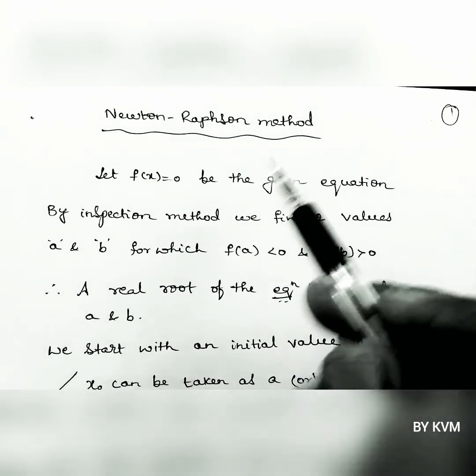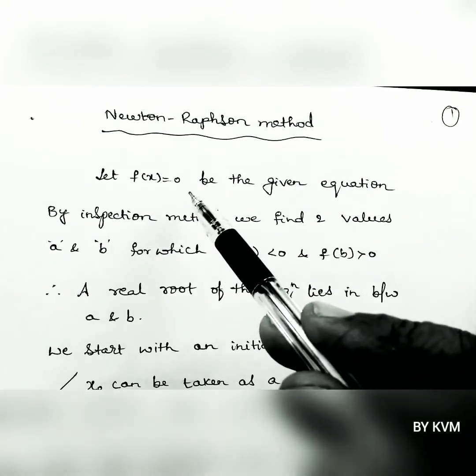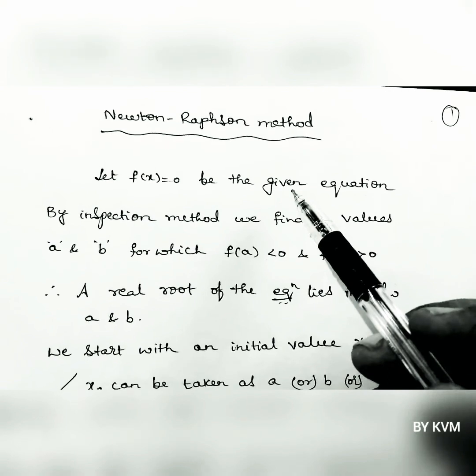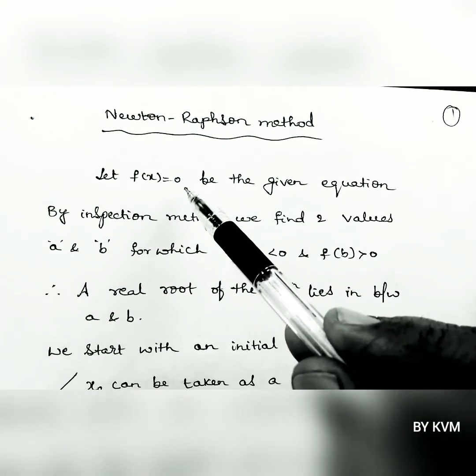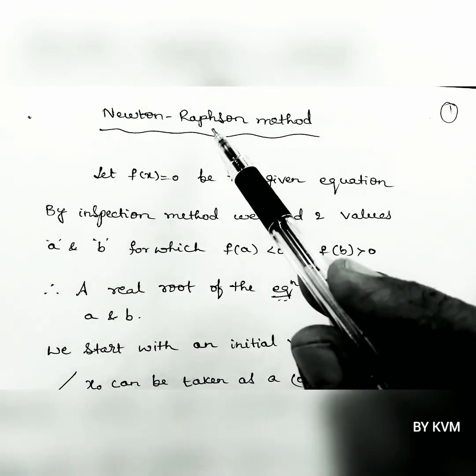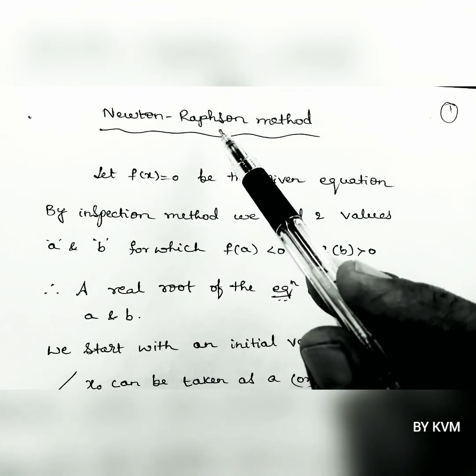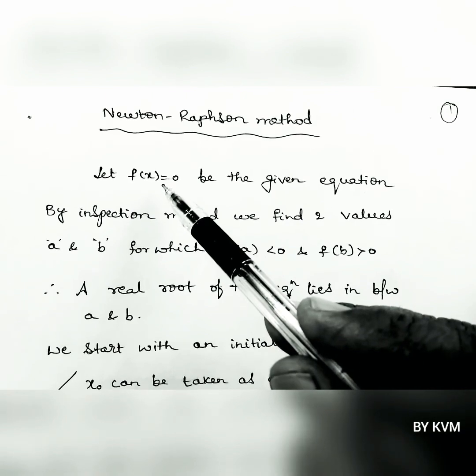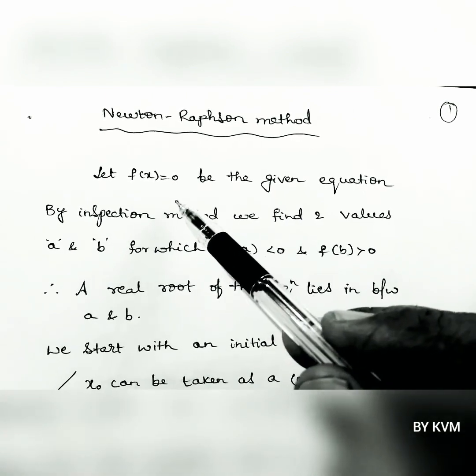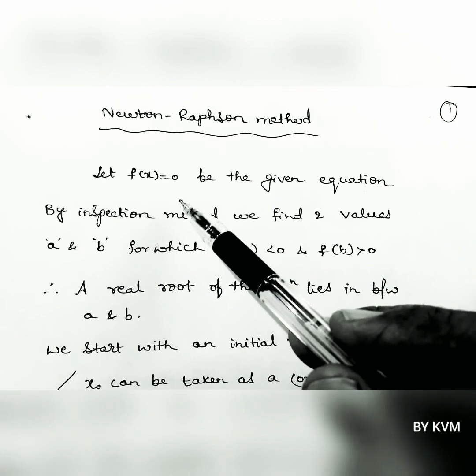So, the Newton-Raphson method. Let f of x equals 0 be the given equation. So we take the given equation as f of x equals 0. Now using this Newton-Raphson method, we can find the real root of the algebraic function f of x equals 0, and also we can find the real root of transcendental equations.